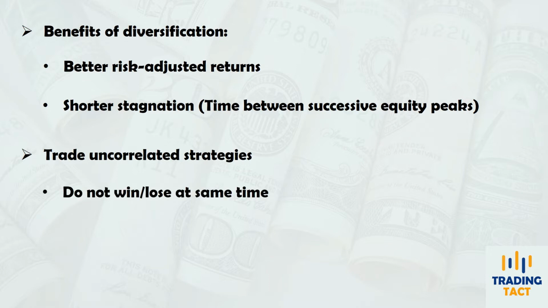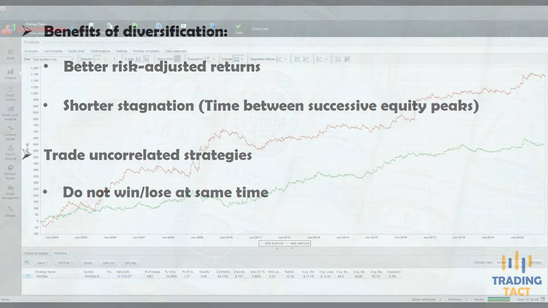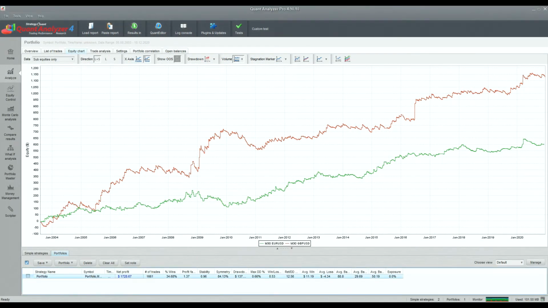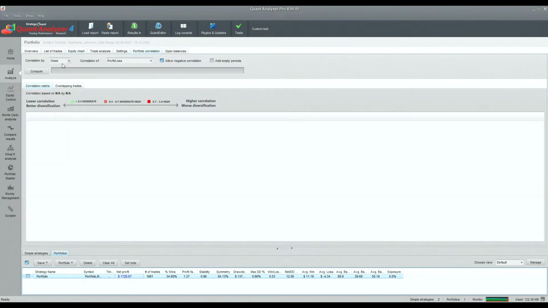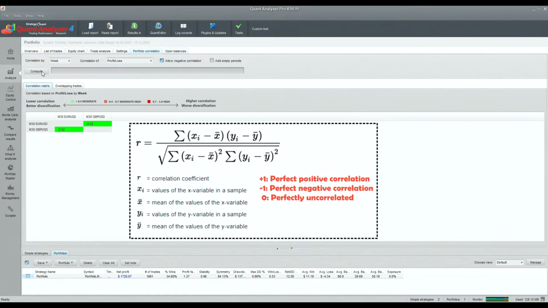I will illustrate this with a simple case study. I have a simple two-strategy portfolio consisting of a M30 Euro dollar and a M30 pound dollar strategy. To check their correlations, I first construct a correlation matrix in QuantAnalyzer. The number displayed above is the Pearson correlation coefficient. It ranges from -1 to +1 and indicates the level of correlation between the strategies. A value of -0.02 means the strategies are practically uncorrelated. So let's proceed to combine them in a portfolio.